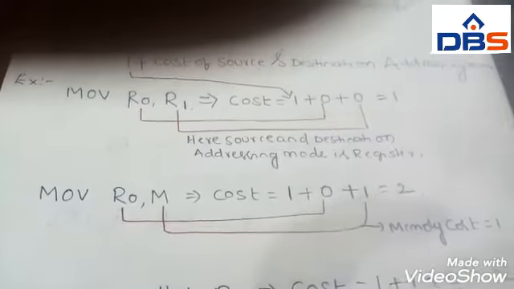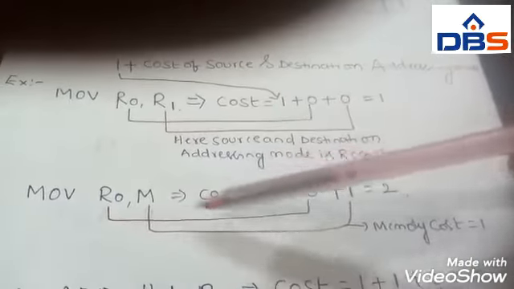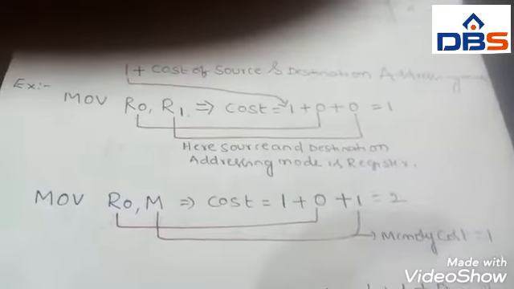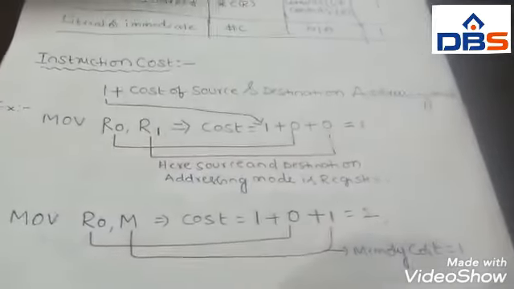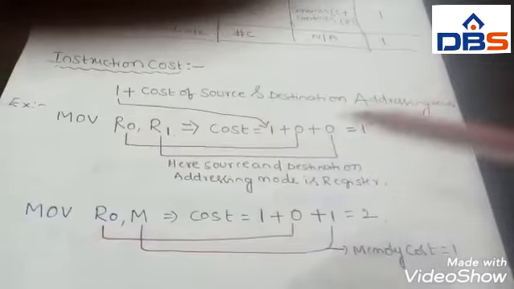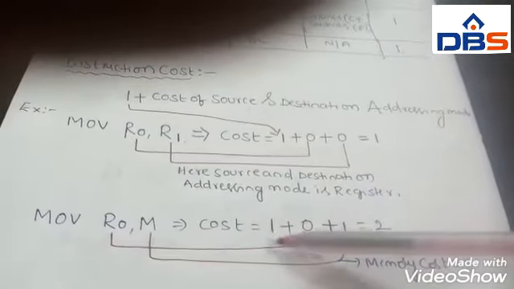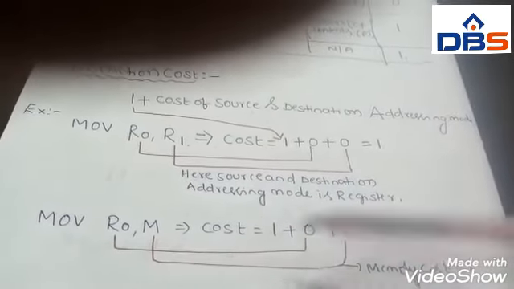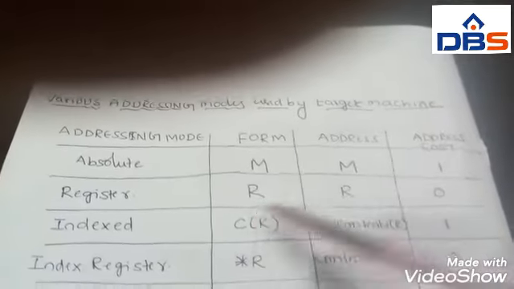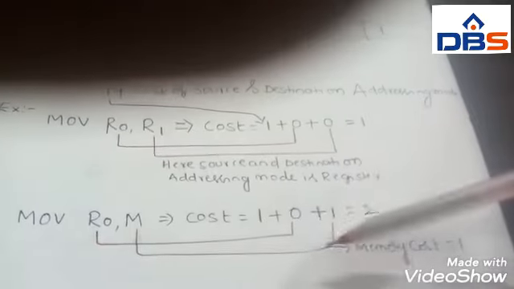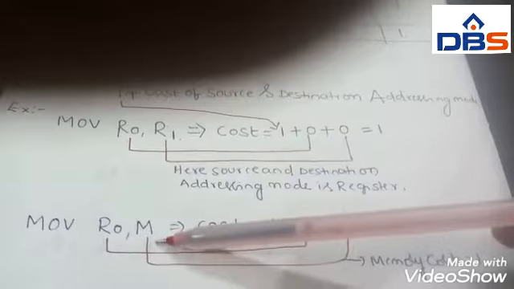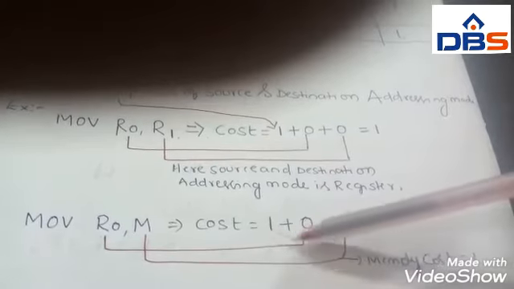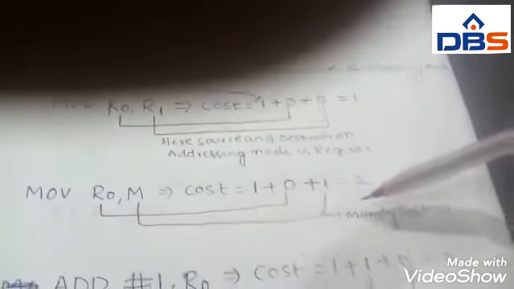Take one more example, move R0 comma M. The formula is 1 plus the cost of source and destination addressing. R0 is a register, so the cost is 0. M is a memory, so the cost is 1. So 1 plus 0 plus 1, that is 2.